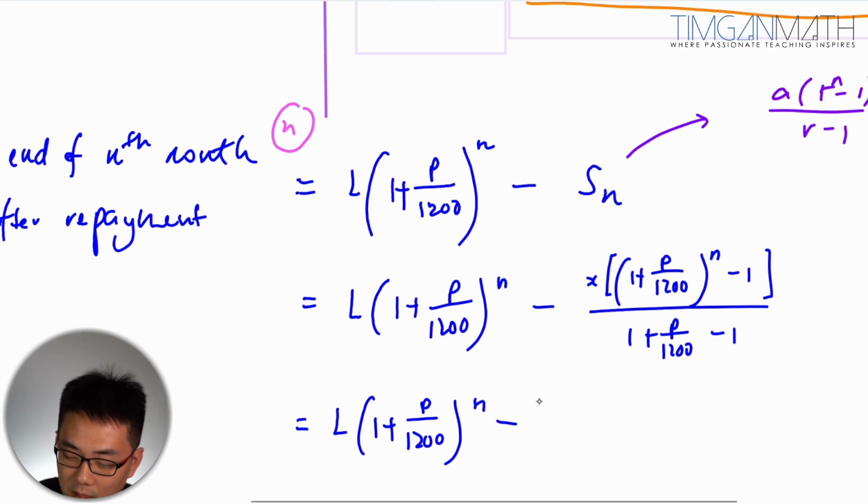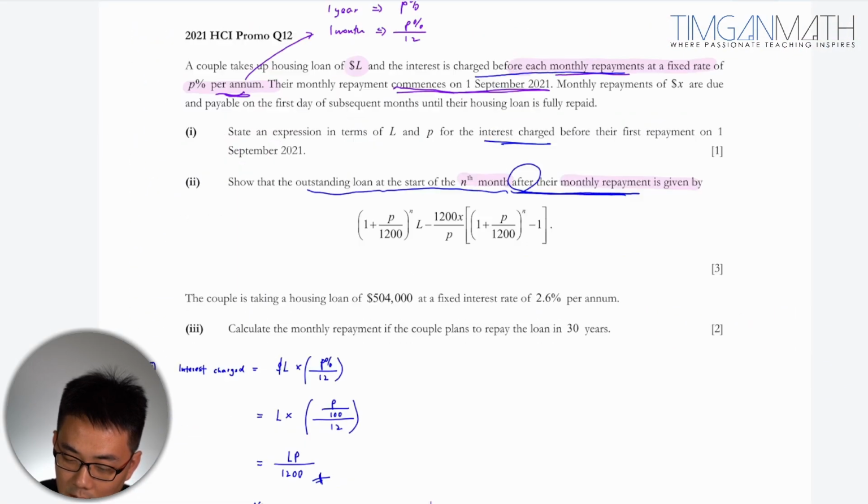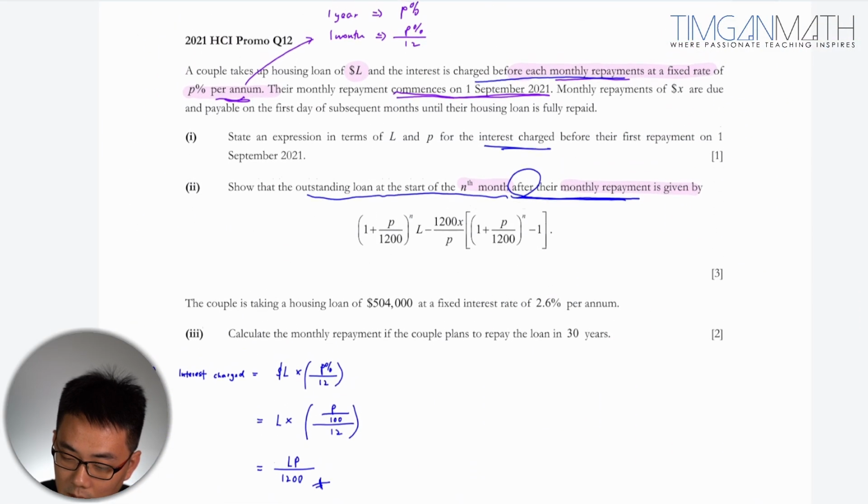So this will be 1200x over p. I'll just write this down. 1200 over p is 1 plus p. Do we need to multiply this out? Okay, yeah, no need.